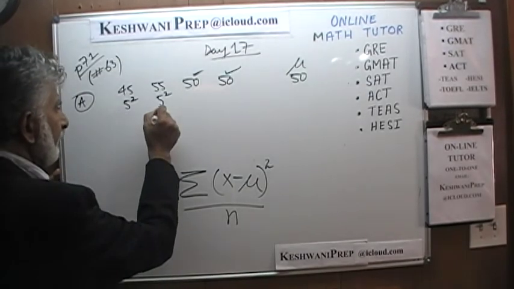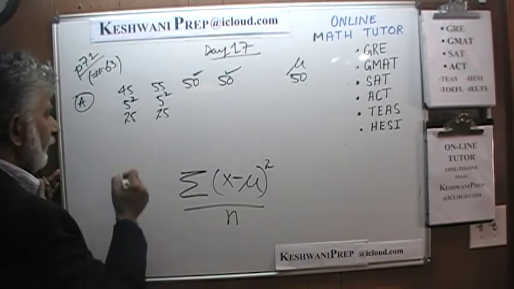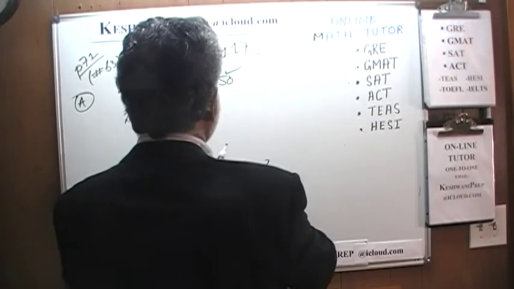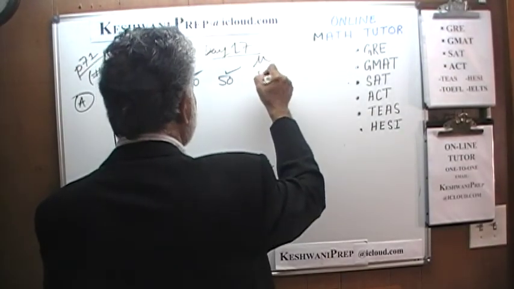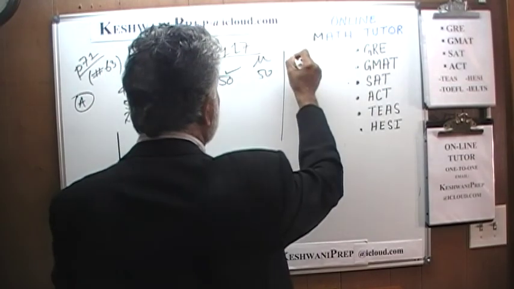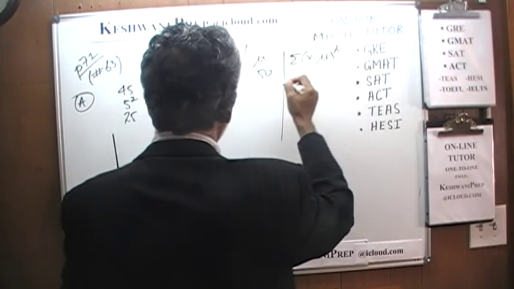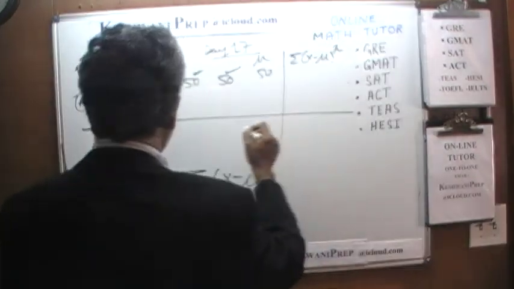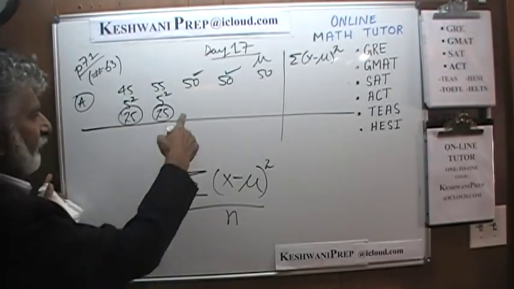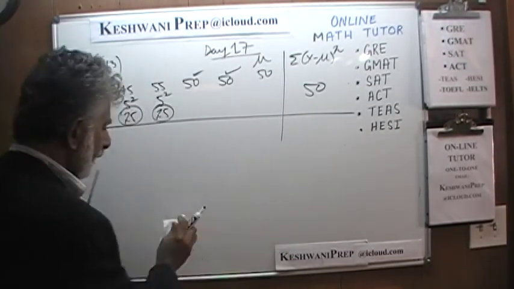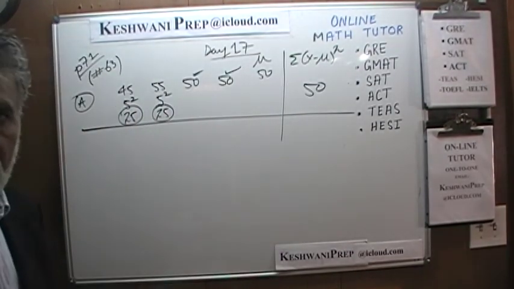And when we square them, we're going to get 25 and 25, which means this quantity, let's put it here, this is the mu, which is 50, and here we're going to put down the sum of the deviations from the mean. And for the first guy, it's just 25 plus 25, because this is 0 and this is 0, it's 50. Let's look at the second guy. We're looking for the greatest one.